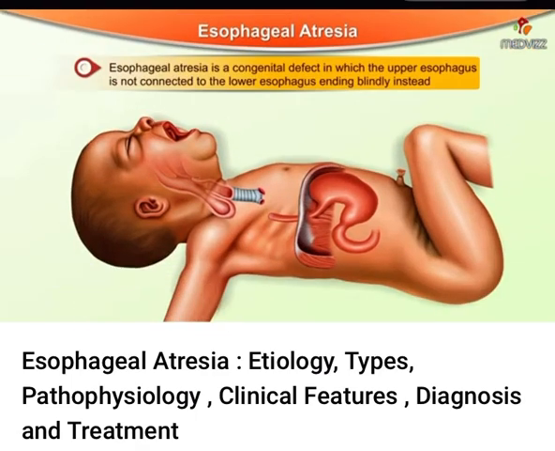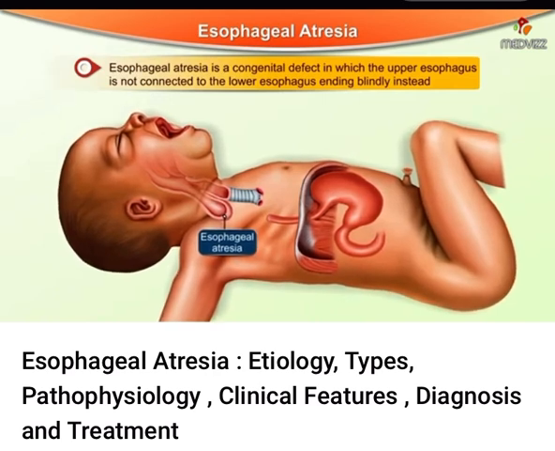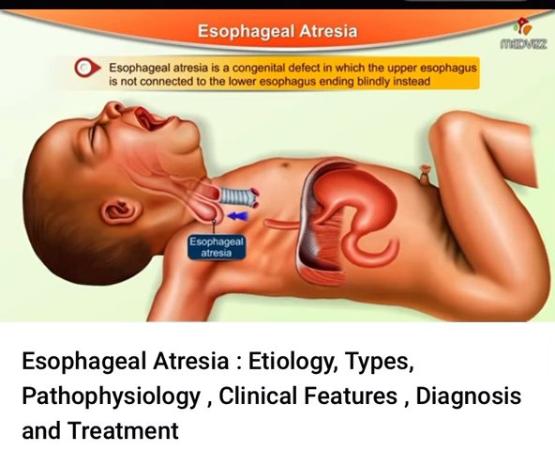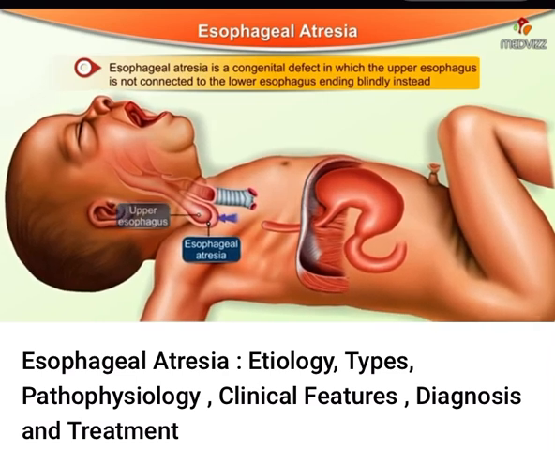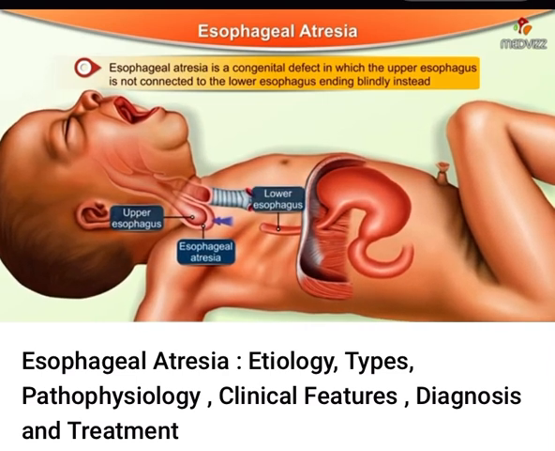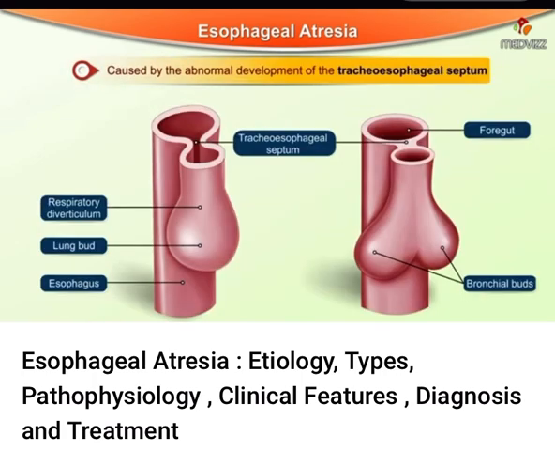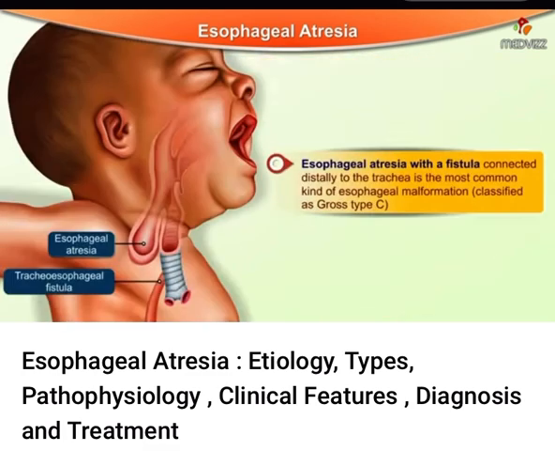Esophageal atresia. Esophageal atresia is a congenital defect where there is a defective or an absent continuation of the upper esophagus to the lower esophagus, thereby ending blindly instead. It is caused by an abnormal development of the tracheoesophageal septum. Esophageal atresia with a fistula connected distally to the trachea is the most common kind of esophageal malformation, which is classified as gross type C.